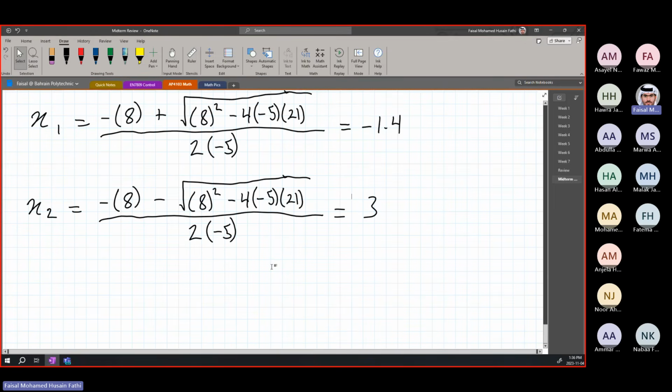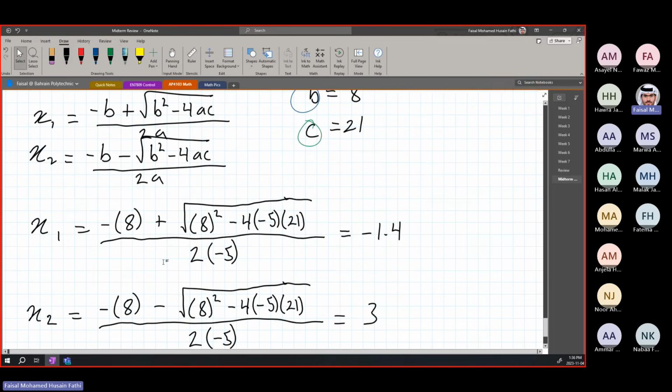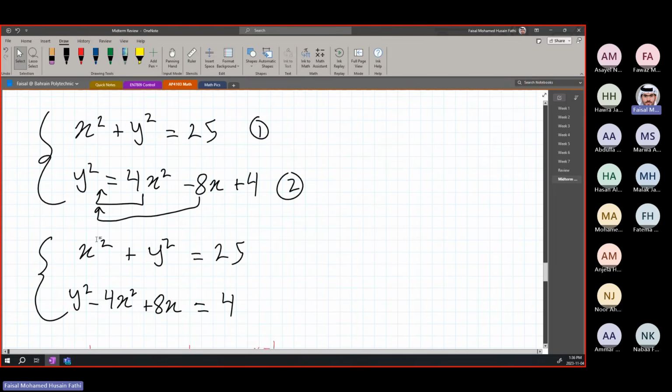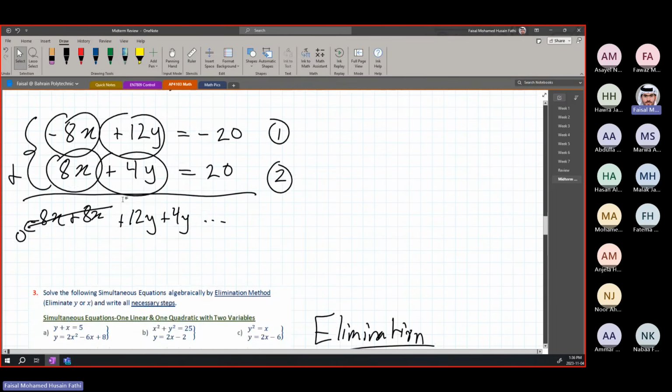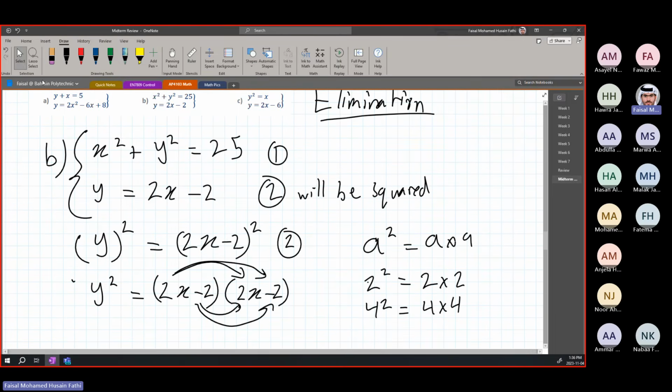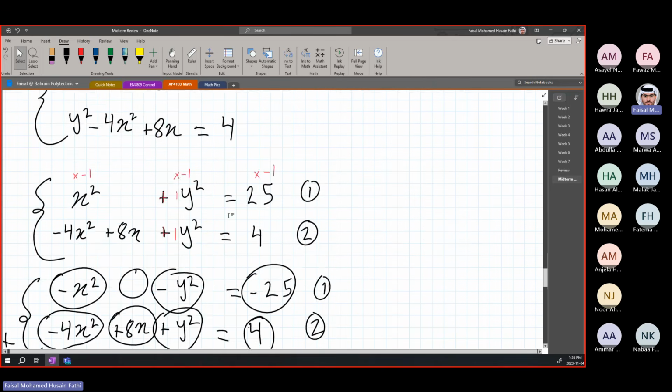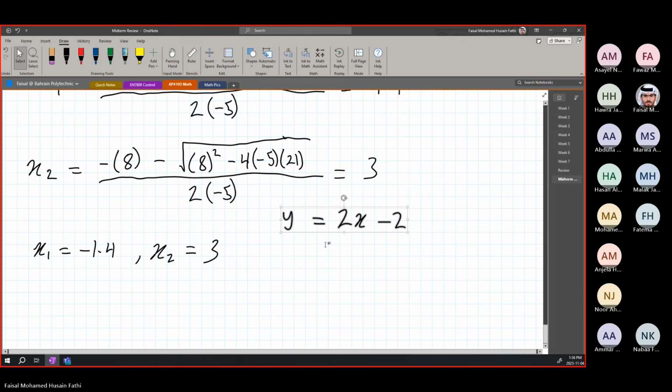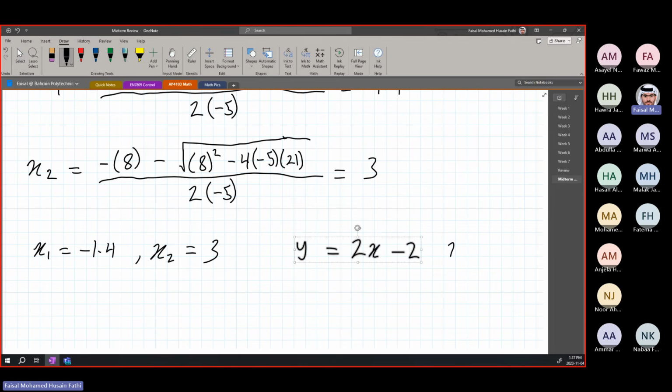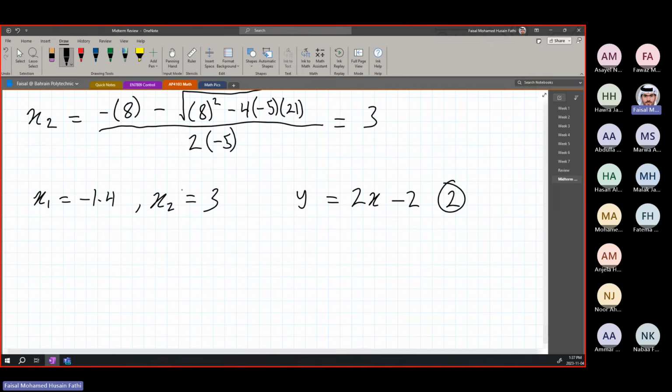Moving on, so now we found our x1 value is equal to minus 1.4, and x2 is equal to 3. Okay? Now what do we do? We just choose one of the equations from the very beginning of the question. Choose the one that looks simpler to substitute in to find your y1 and y2 values. So we are going to use this equation, equation 2. And we plug in x1 and then x2 to find the y.